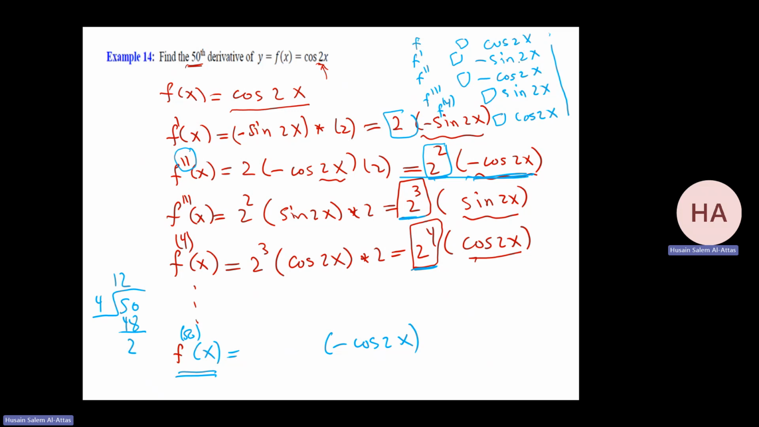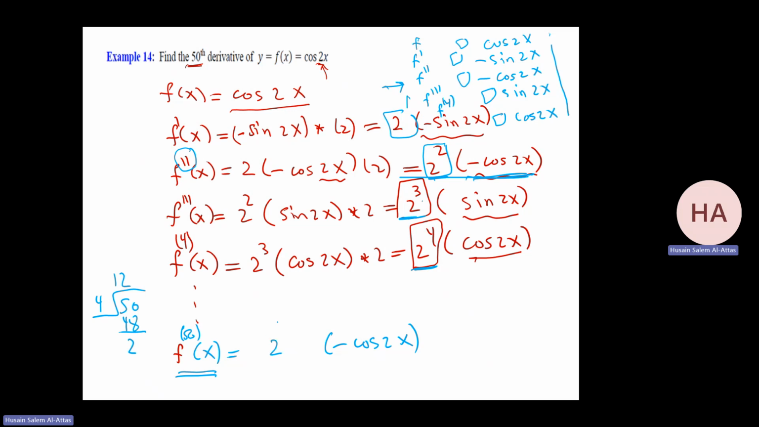Cosine 2x, minus sine 2x, minus cosine 2x, sine 2x, cosine. So the second derivative will be this one. This is similar to the fifth derivative. As for the number, it's 2 to the power 1 for the first, 2 to the power 2 for the second, 2 to the power 3 for the third, 2 to the power 4 for the fourth.